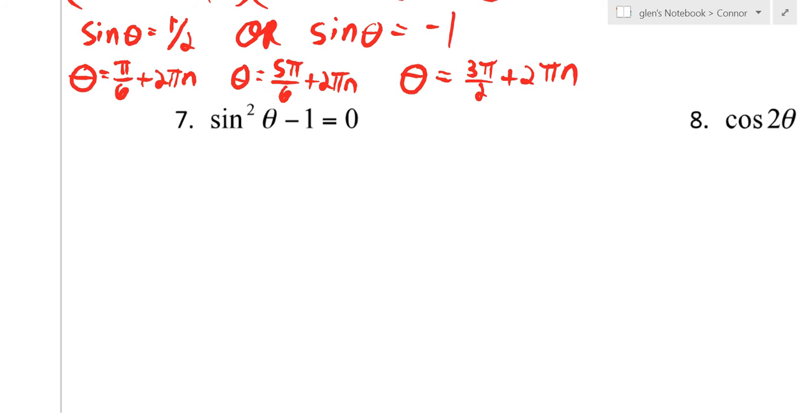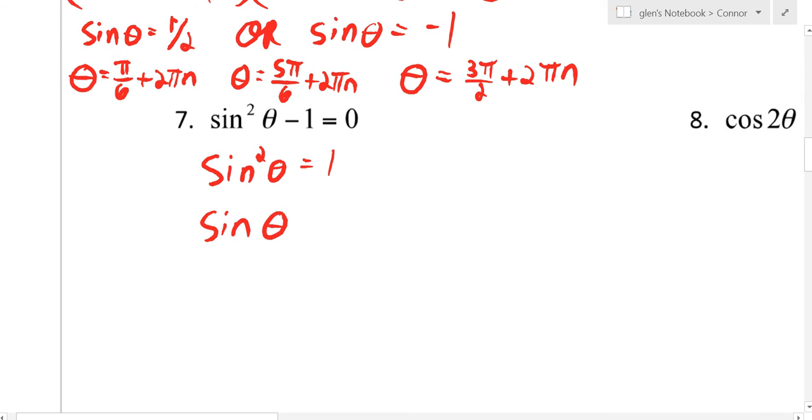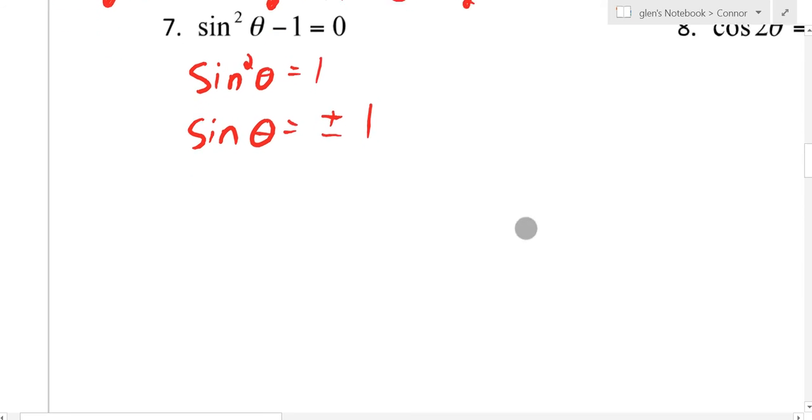factor like a difference of two squares. Remember that, like a squared minus b squared factors? Or, you notice there's only one trig function there? Just get it by itself. That's the same thing as saying sine squared equals 1. And then take the square root of both sides. Just keep in mind when you take the square root, you get plus or minus 1. Definitely. That's for the first one.